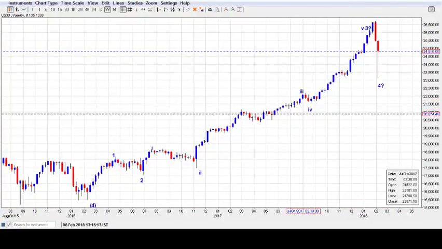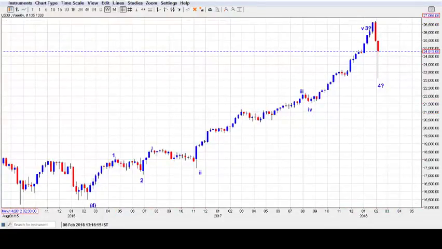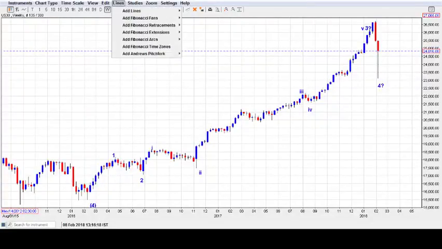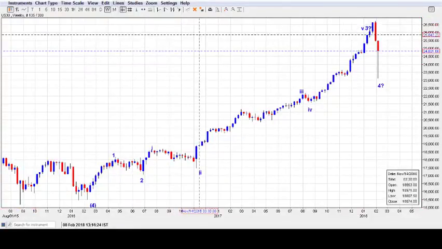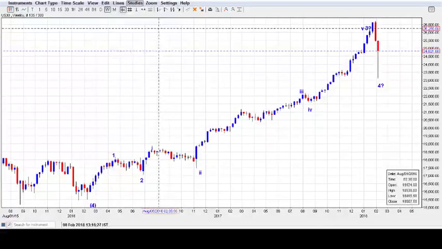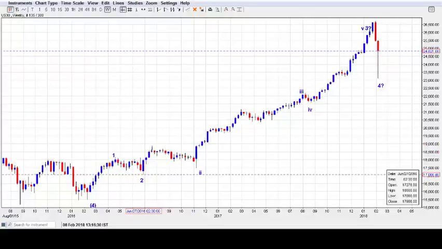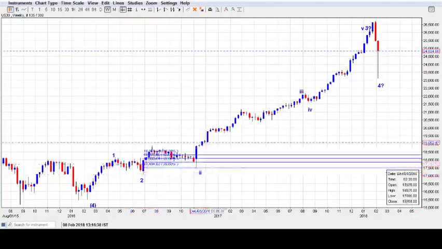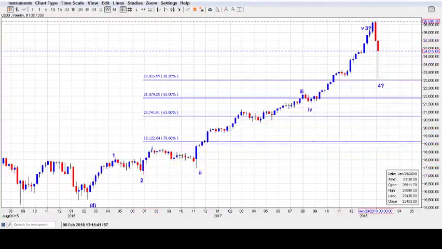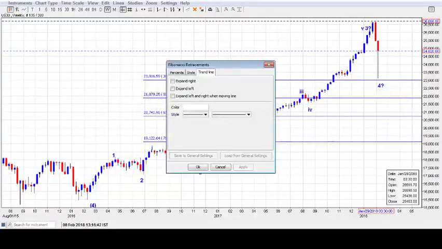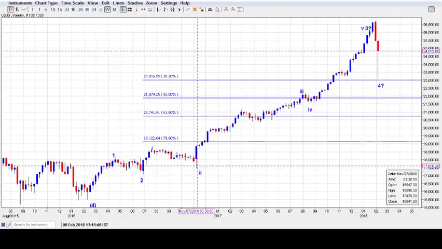above the 26,500 mark. It remains to be seen if that was just a fourth wave termination point. Let's check with the retracements. Very close to the 38.2% mark.